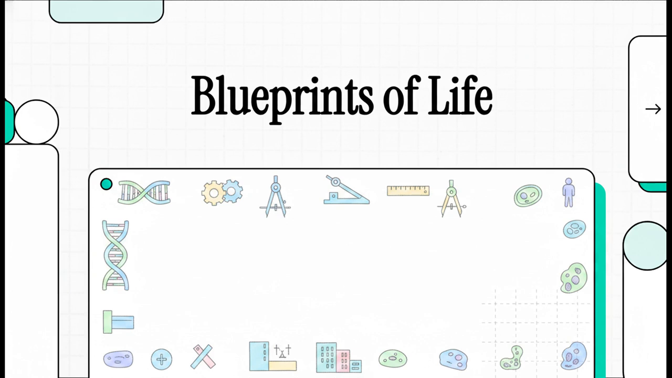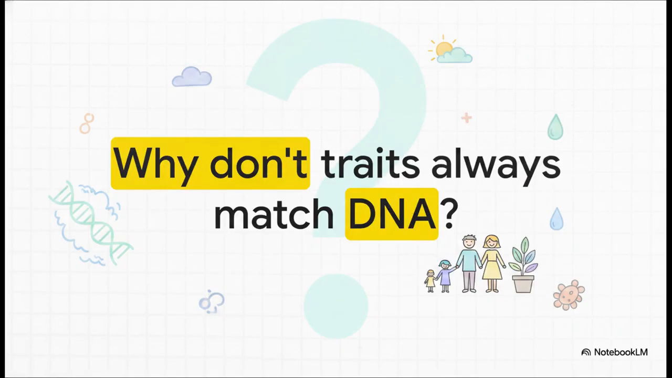We'll use a simple, intuitive analogy, an architectural blueprint, to really wrap our heads around the deeply complex science of heredity. Specifically, we're going to explore exactly why our visible traits don't always perfectly match our underlying DNA. So let's just dive right into this fascinating question and decode the hidden rules governing life itself.